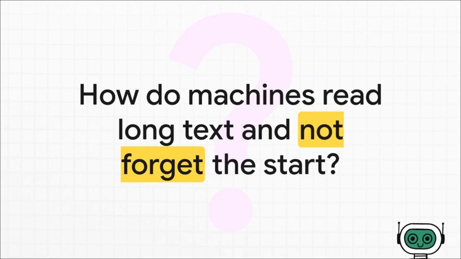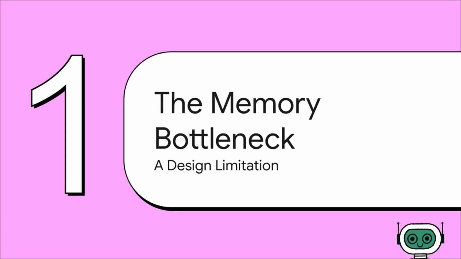How does a machine read a long piece of text without forgetting the beginning by the time it gets to the end? For a long time, this was a huge issue. Early models would read a paragraph and, by the final sentence, critical context from the start was just gone. A massive limitation. The source of this problem was a fundamental design flaw in older models like recurrent neural networks.